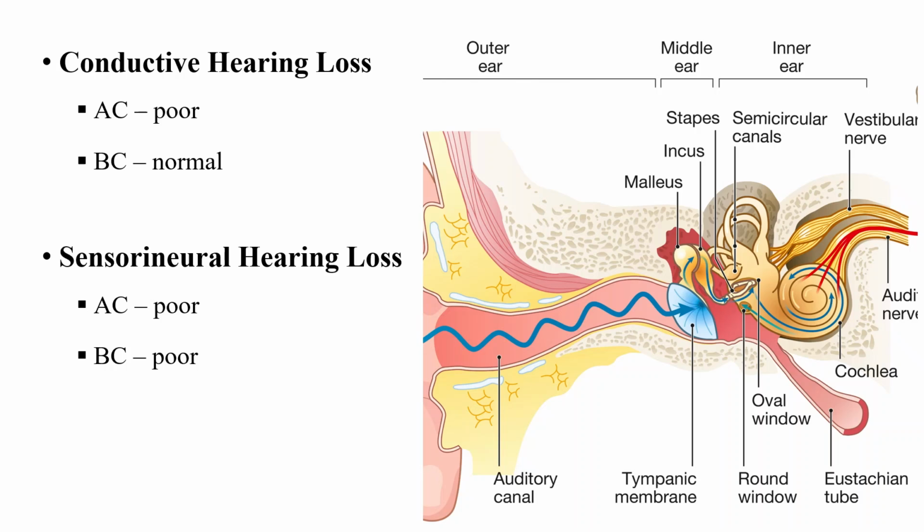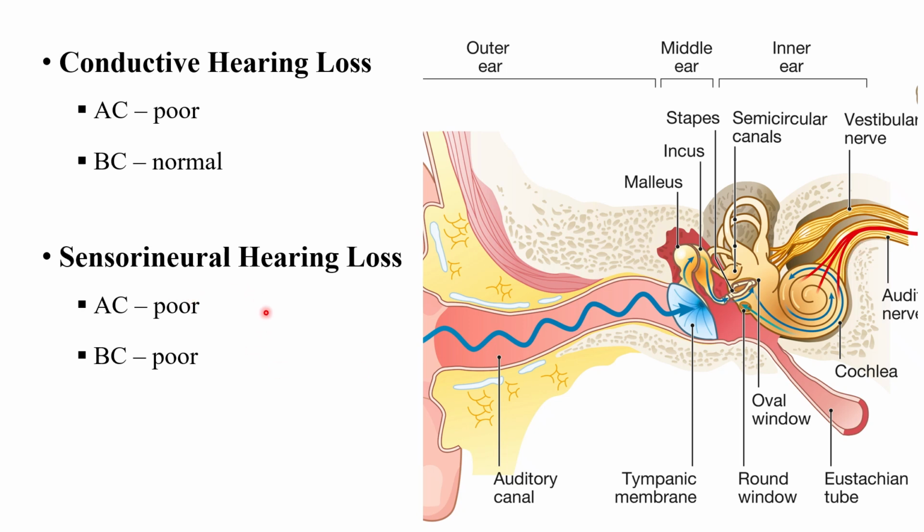So students, for conductive hearing loss, what will happen to both air conduction and bone conduction? The air conduction will be poor, as we have mentioned that in conductive hearing loss the problem lies from the pinna to the footplate of the stapes. So air conduction will be poor, but bone conduction, which is the cochlear reserve or the stimulation of the cochlea, is not affected, so that will be normal.